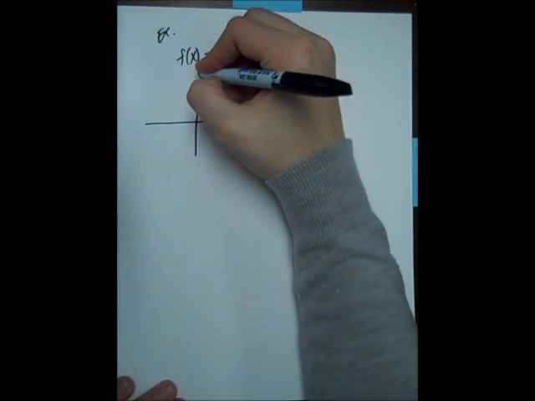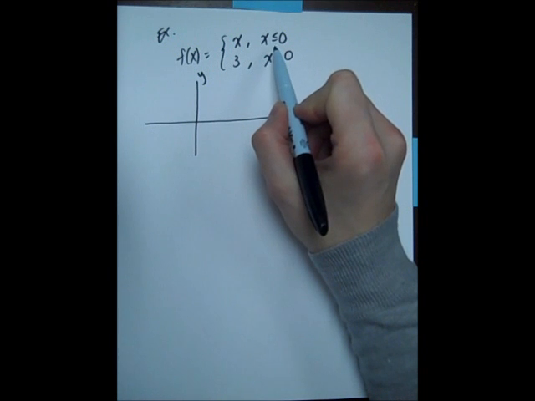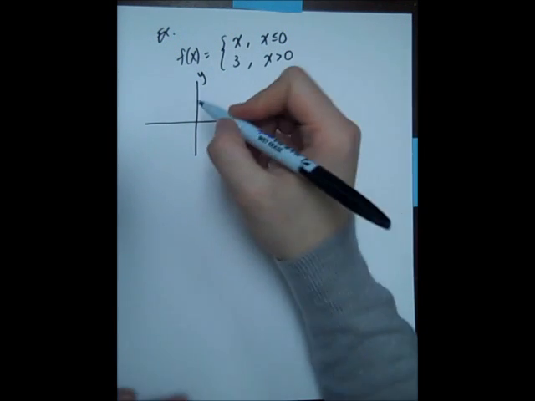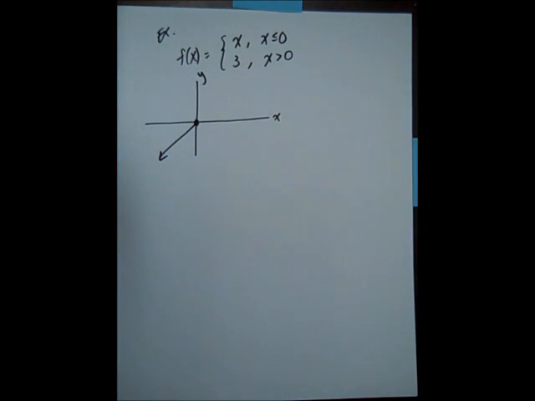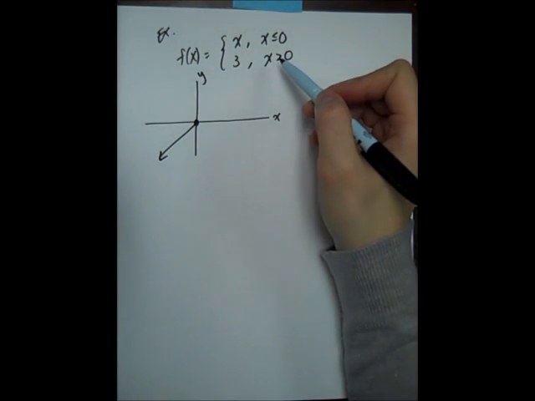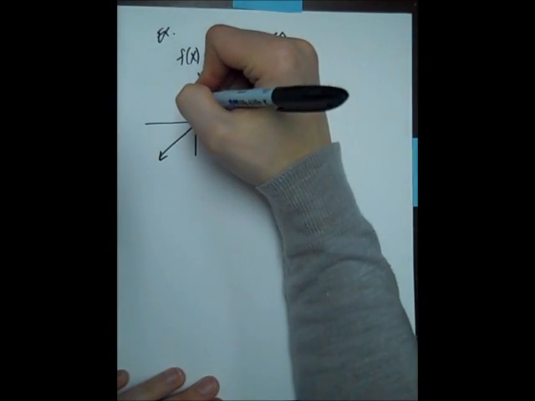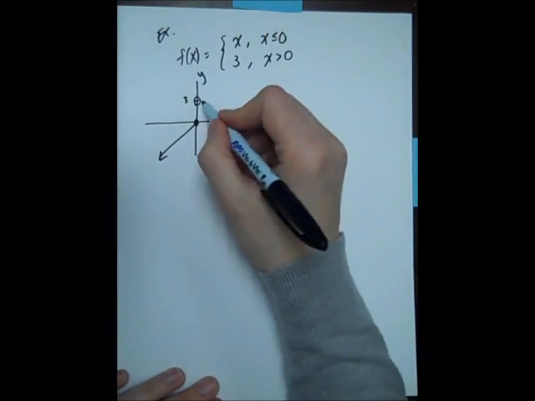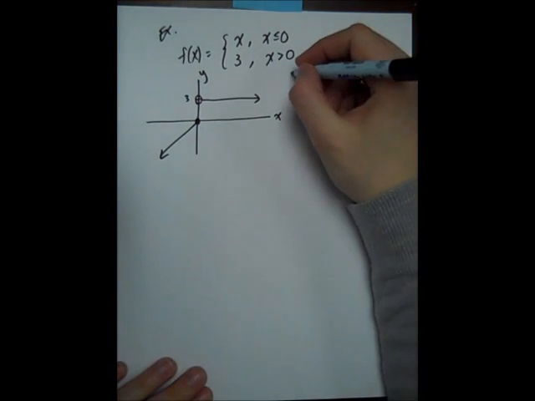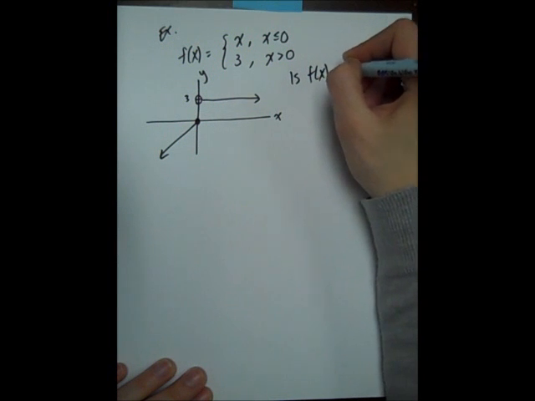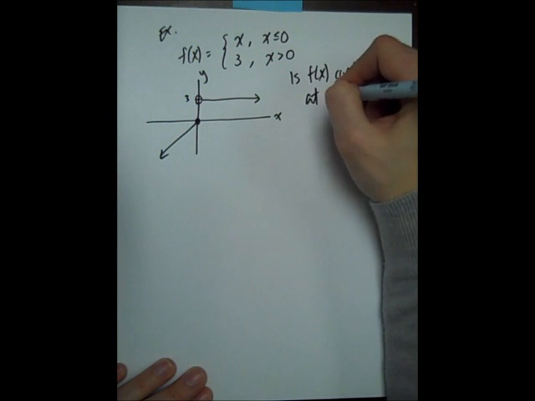Here's my x, here's my y. This says for all x values where x is less than or equal to 0, my function is just given by x, which is a line. So there's that part of the piecewise function. Then it says for all values greater than 0, my function is just the horizontal line 3. So there's 3. I want an open circle there, and there's the rest of my graph. I want to know, is f of x continuous at x equals 0?